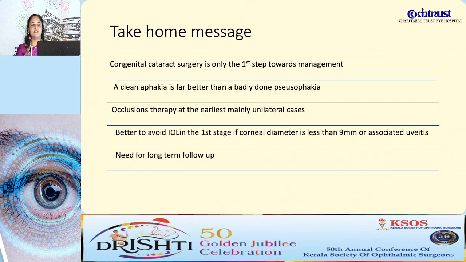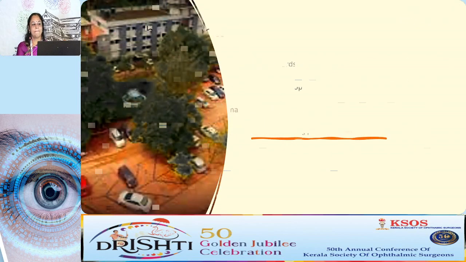So what's the take-home message? Congenital cataract surgery is the first step towards management. Always tell the parent this is just the first step. You need to follow up. You need to be compliant with all the things that have been done. Otherwise, a well-done cataract surgery is going to be totally wasted. A clean aphakia is far better than a badly done pseudophakia. Occlusion therapy at the earliest, especially in unilateral cases. Better to avoid IOLs in the first stage if corneal diameter is less than 9 mm or if there is associated uveitis or any other issues. And the need for long-term follow-up has to be re-emphasized always. So thank you.